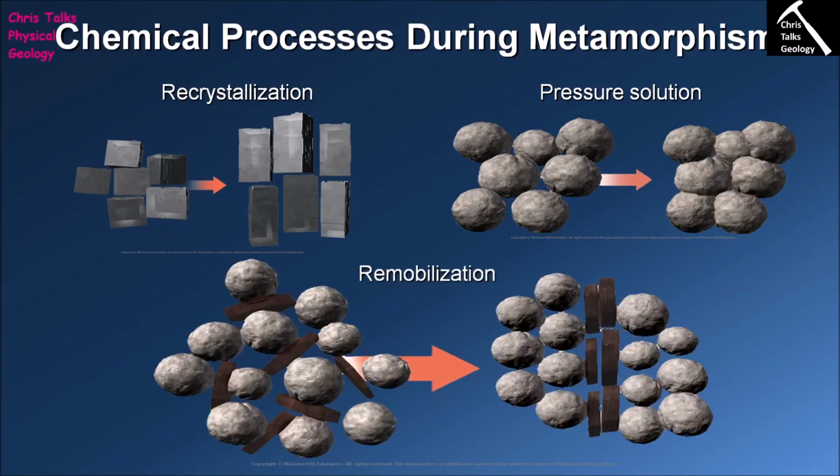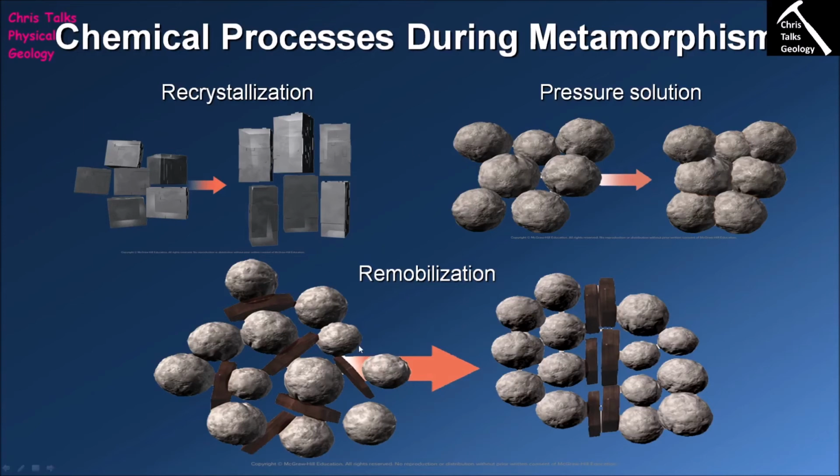The final chemical process which you'll often encounter during metamorphism is remobilization. Now, I'm going to be honest, this is actually a bit of a tricky process, and geologists are still a little uncertain about the exact mechanisms involved in this process. So just bear that in mind. Remobilization is a bit tricky.